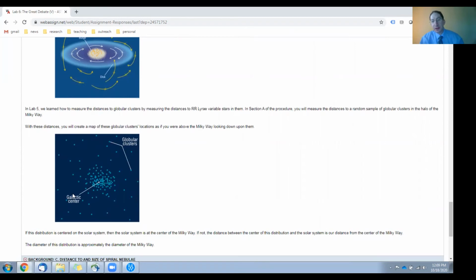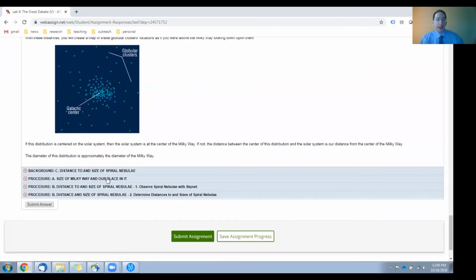And in particular, we're going to find our place in this distribution, which will tell us whether we are at the center of the galaxy or off in the outskirts. And we'll measure the size of this distribution, which gives us approximately the size of our galaxy. Okay.